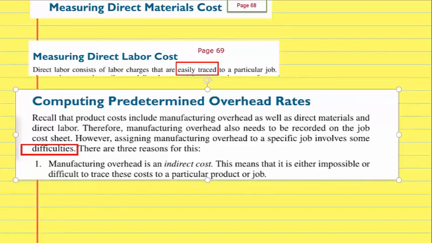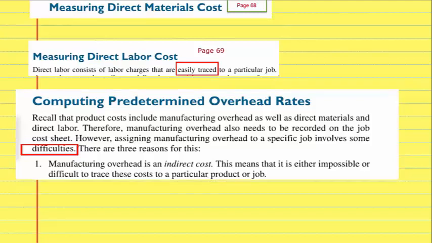So your authors indicate that it's fairly difficult to do this for a number of reasons. The first one they give you is that manufacturing overhead is an indirect cost. That means that it is impossible or very difficult to trace those costs to a particular product. For example, how much of the plant manager's salary goes into a particular product? Well, who knows? How much of the property taxes on the factory building go into a particular product? It is not easy to trace those types of costs into a particular product.